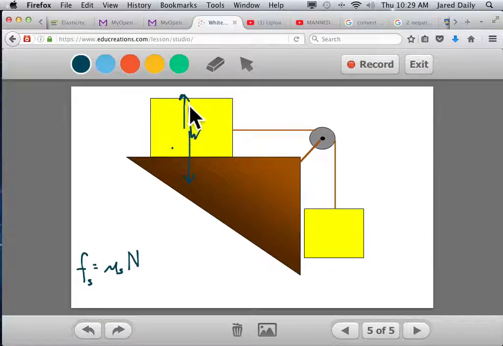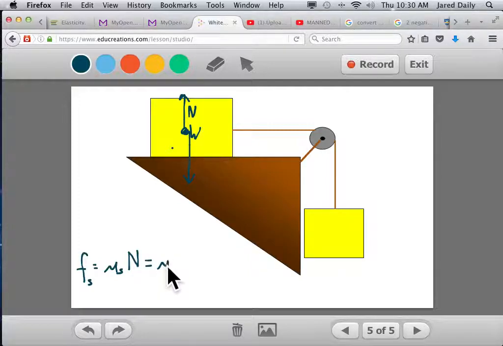Any other normal forces? Or any other forces? No. That's the only force. Those are the only two forces, so they have to cancel each other out because it's not going to go up or down, so the acceleration is 0. So the normal force is equal to the weight.